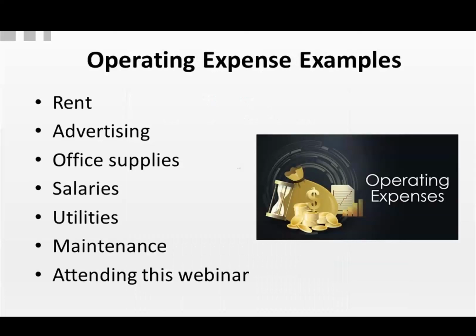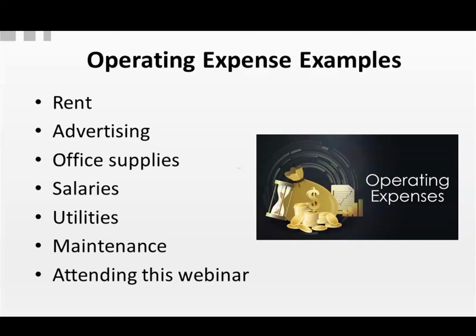The next layer down is what's called operating expenses. Operating expenses is somewhat of an everything else, but this is going to be anything that you are paying related to the overhead of operating your business. If it directly relates to a product or service we're providing, it's going to go as a cost of goods. If it's not directly related, then it is an operating expense. This is going to include things like rents, advertising, office supplies, salaries, utilities, maintenance. Attending this webinar is an example of that. That's training that belongs as part of your operating expenses.